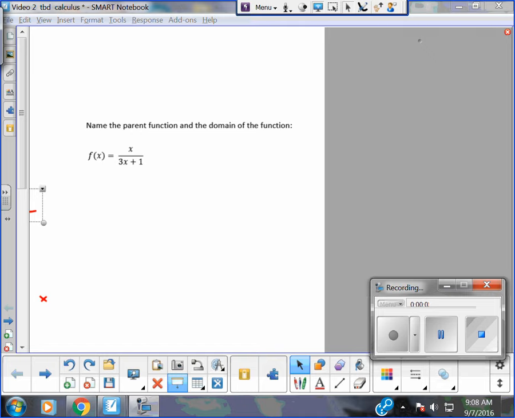So this is video 2. Name the parent function and domain of the function. And look right away, it's x over 3x plus 1. It's a polynomial over a polynomial. This is a rational function. So now we've got to do the domain.